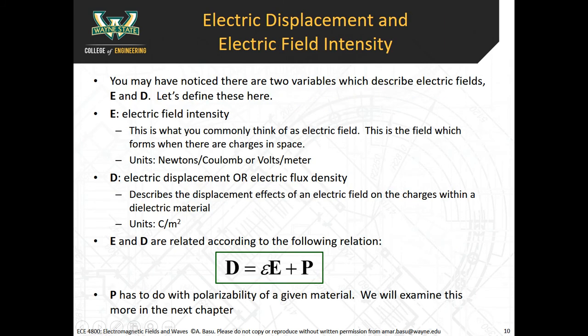D and E are related by this factor epsilon. D is equal to epsilon E plus the polarization. Now, in a lot of materials, we can just ignore this polarization, so D is equal to epsilon E. They're linearly related to each other. E is the electric field intensity in volts per meter, and D is the electric displacement in coulombs per meter squared. D is called electric displacement or electric flux density.